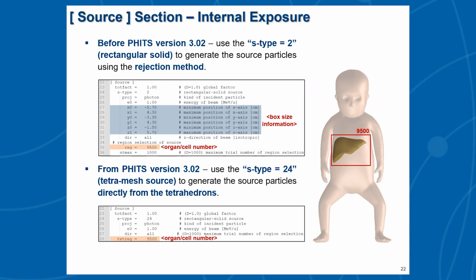From FEATS version 3.02, the tetra mesh source is also possible by setting the s-type to 24. In this way, you don't need to make the boundary box like the first method. All you need to do is to set the source organ ID in the tetreg command. FEATS will uniformly generate the source particles in the organs.